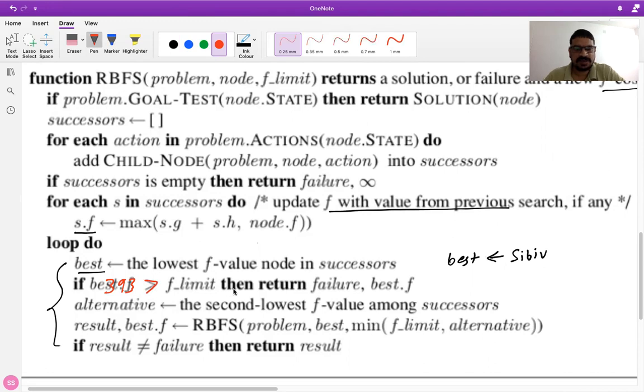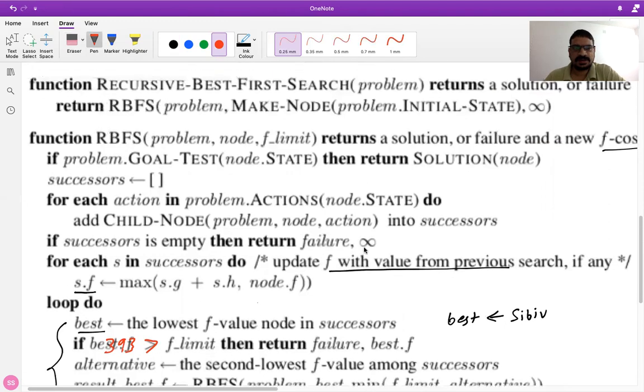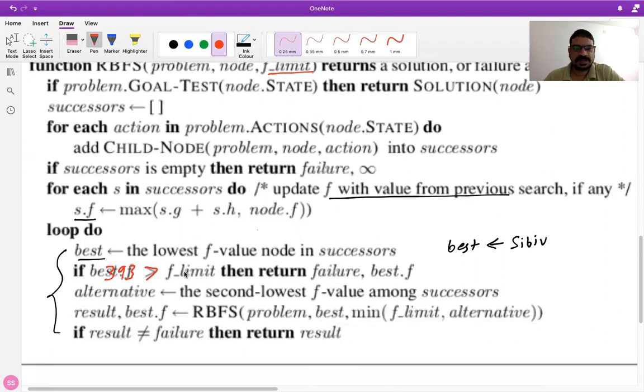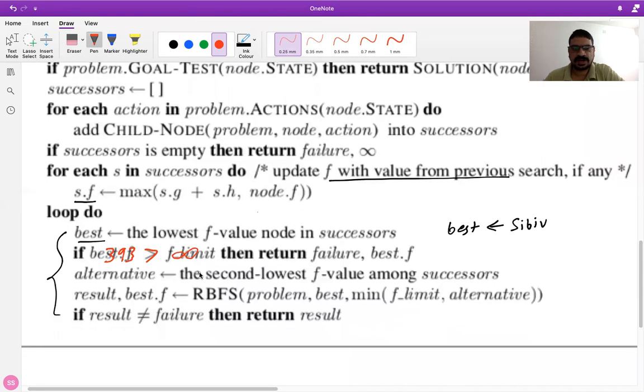What is f limit? F limit we have taken as infinite. So is 393 greater than infinite? No, not at all. So we will not execute the rest. If it were greater, it would return failure. But it is not, so it is not returning any failure.